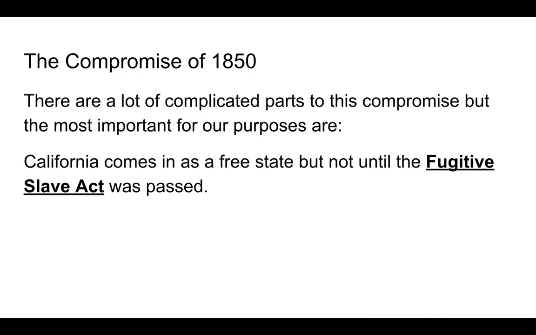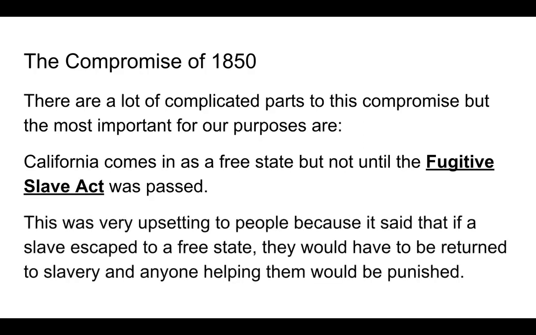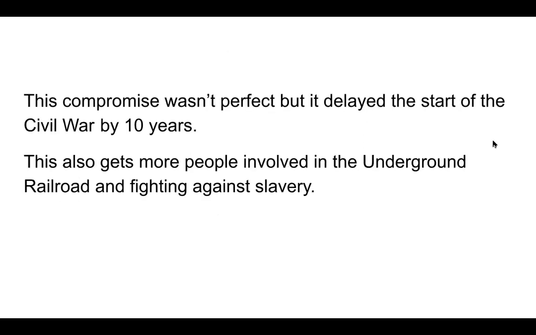What this means is that if a slave escapes from a southern state and goes into a northern one, either traveling by themselves or through a group like the Underground Railroad, they're going to be sent back. And anyone found to be helping escaped slaves is going to be brought to justice. They might be arrested, they might go to jail. This makes a lot of people really nervous and very upset. It's definitely a catalyst. It's going to get a lot more people involved in groups like the Underground Railroad to try to eradicate slavery. This compromise certainly isn't perfect, but it is going to delay the start of the Civil War by about 10 years.